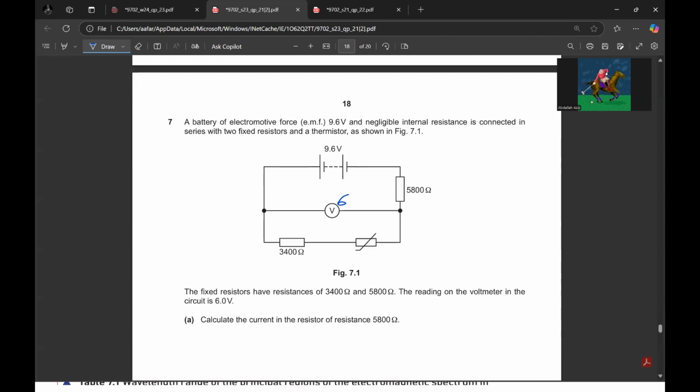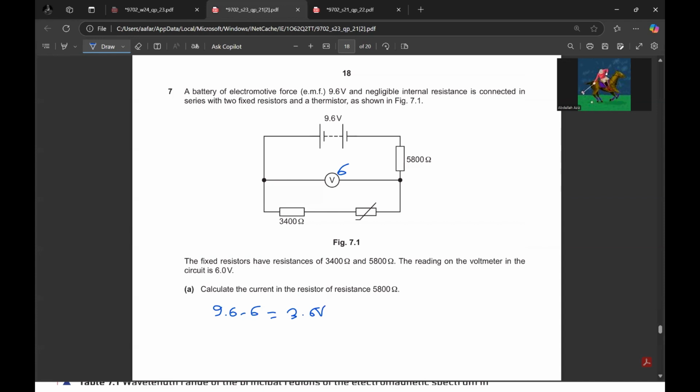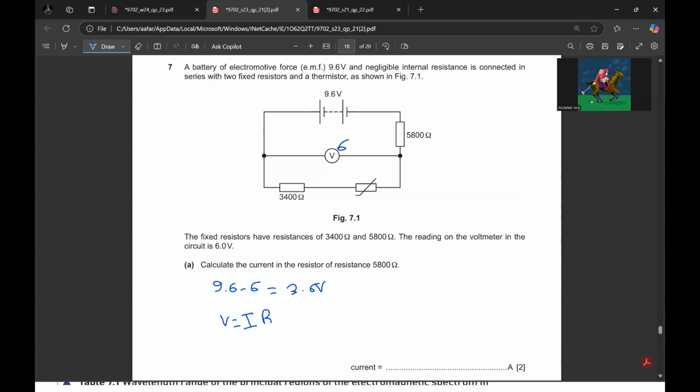So in series we know that the voltage is distributed. If these two are getting 6 volts, that means this gets 9.6 minus 6, 3.6 volts. And we know that voltage is equal to current into resistance. So the current is basically 6.2 into 10 power negative 4.